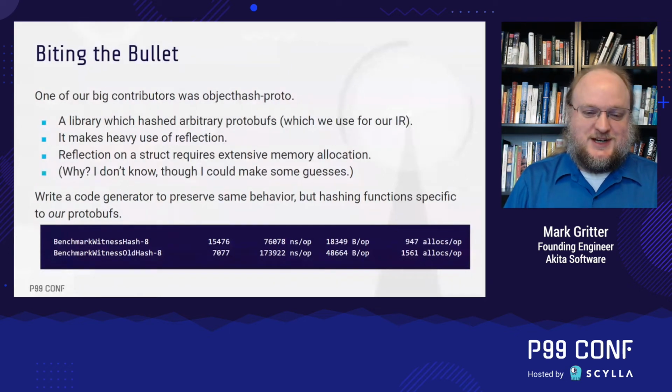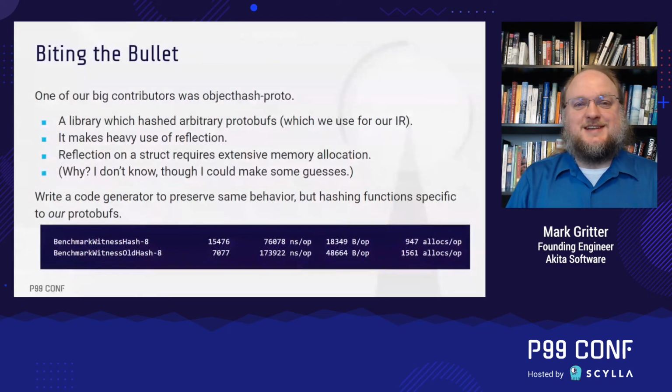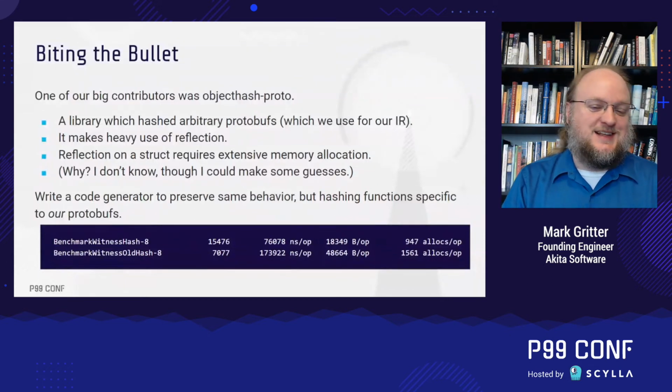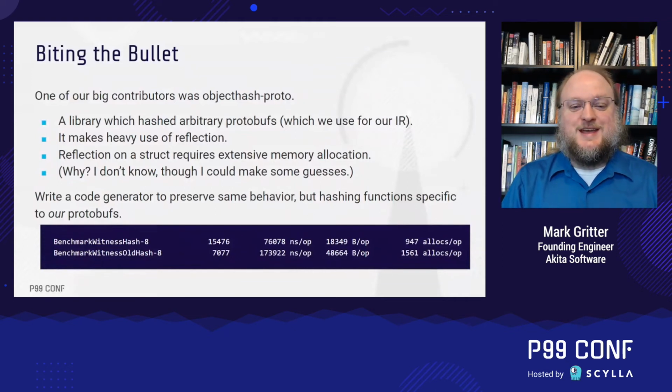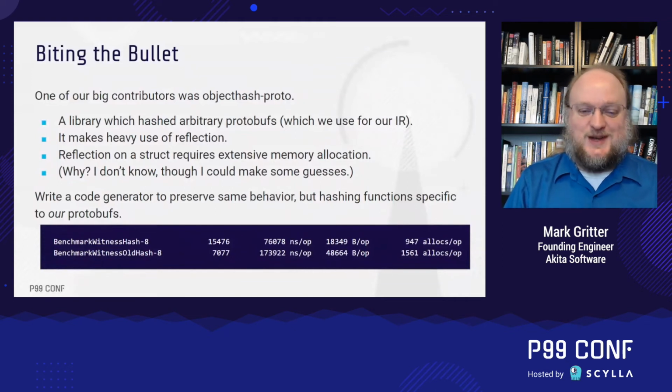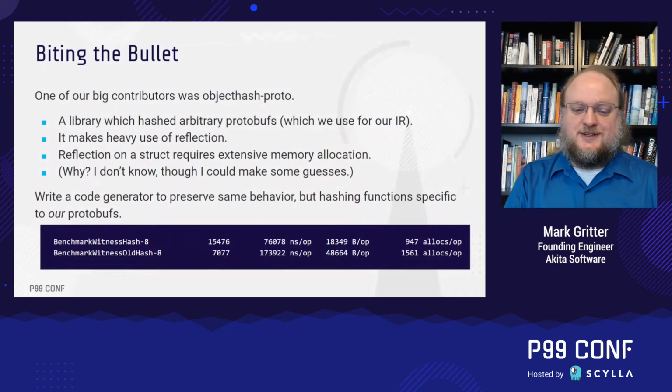The library object hash proto used reflection to identify what was in each protobuf object. But we had a lot of nested objects, and so as a result, we did a lot of reflection. And it turns out that reflection is not just CPU intensive, which we could live with, but memory intensive, which it turns out we could not. Visiting each struct caused memory to be allocated by the reflection layer, not even by object hash itself.